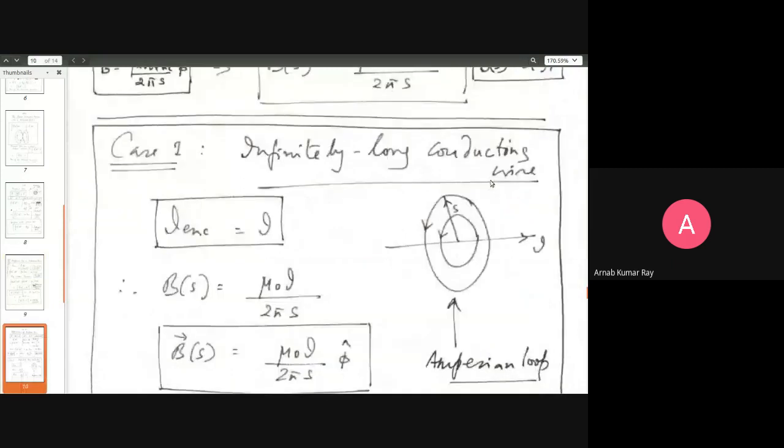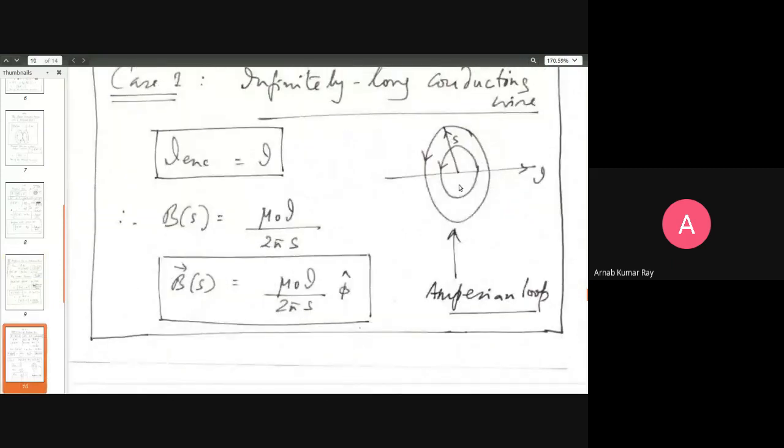So basically, this is a circle through which some current is passing. Through both the inner circle and outer circle, the same amount of current I is passing, because it's a one-dimensional structure, an infinitely long conducting wire. So basically, then you just write B = mu naught I by 2 pi S, in the phi cap direction. So this is the basic simple formula.